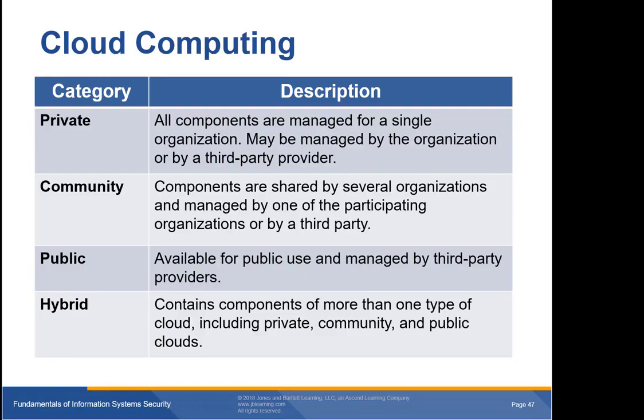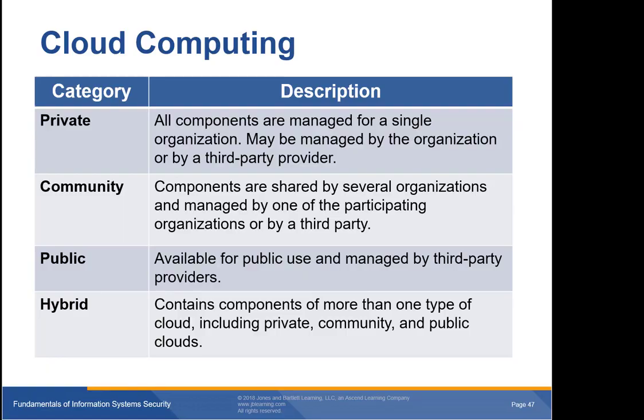First, you have a private cloud. All the hardware and software required to provide services, including the network infrastructure, is operated for a single organization. The components may be managed by the organization or by a third-party provider. The actual infrastructure can be located within the organization's network or outside of it.